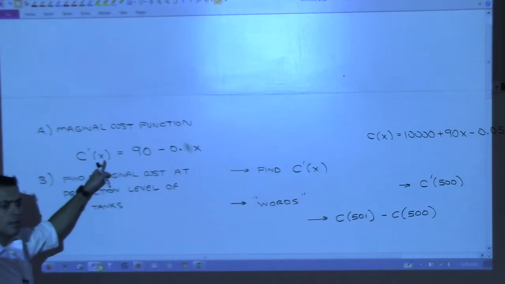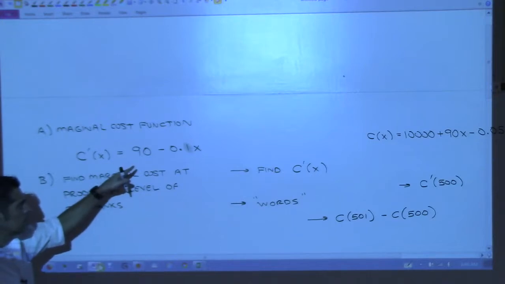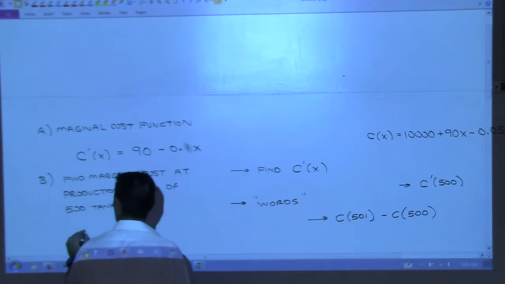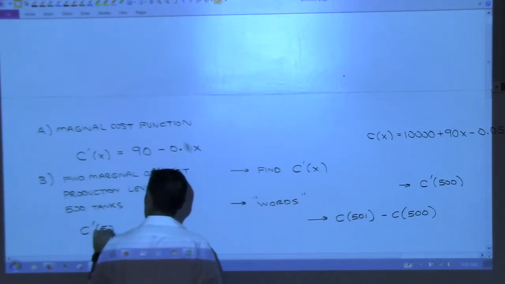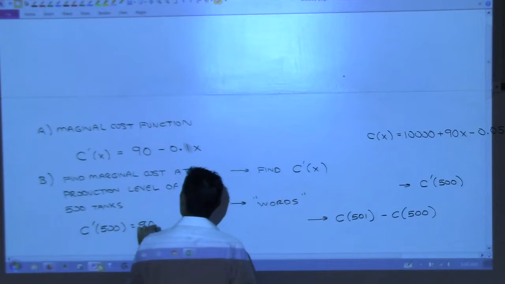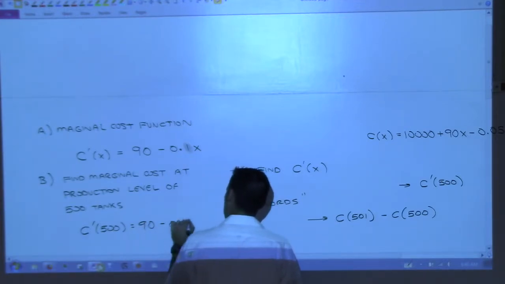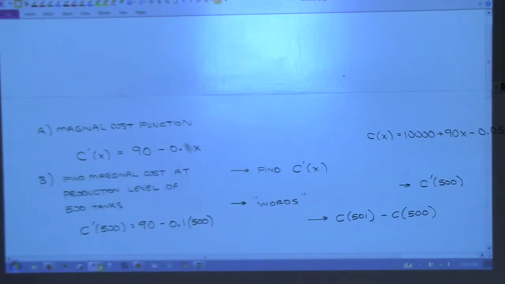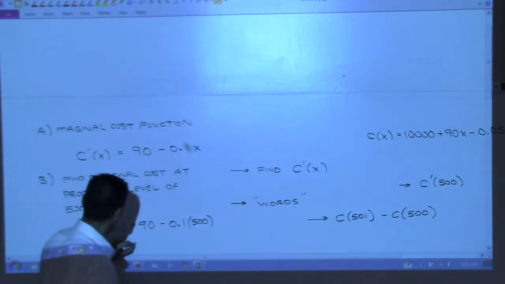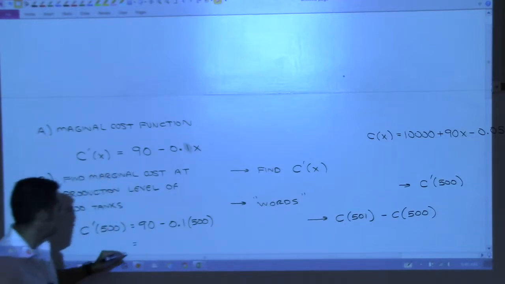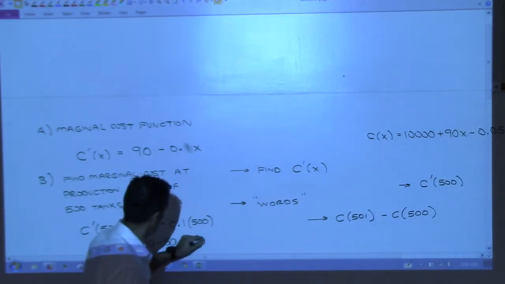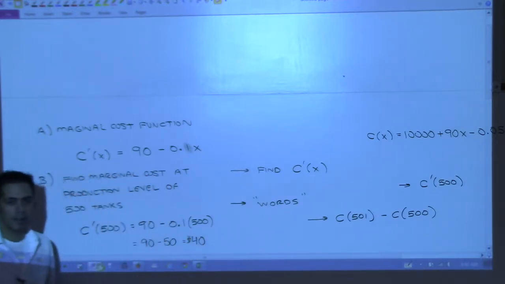Next question. So you're going to use this, and what are you going to do with it? Replace the C prime of x with 500. Okay, so replace this x with 500. Good. So we're going to do C prime of 500, which means 90 minus 0.1 times 500. All right, what do we get here? 90 minus 50 equals 40. Right.